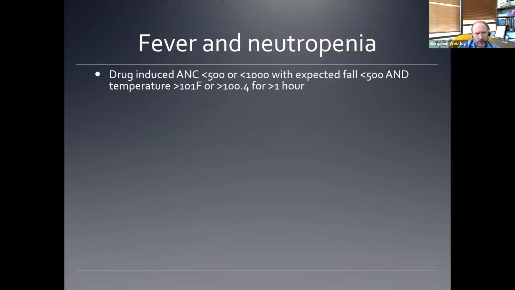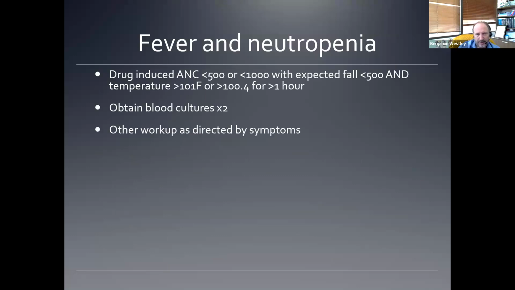Okay, let's move on to fever and neutropenia. So this basically is defined as neutrophils less than 500, or if they're less than 1,000, but we know they're going to go under 500, and then there's fever, 101, or over 100.4 for an hour. And the patients need blood cultures, and then they need an examination. Any other testing like x-rays, urines, and everything, basically should be symptom directed.